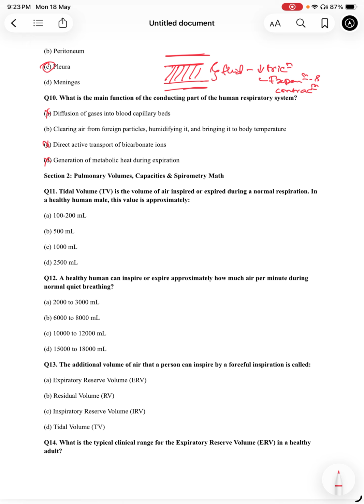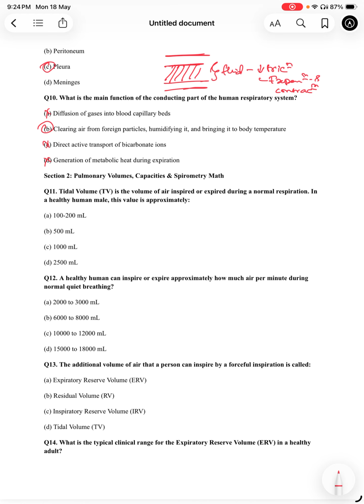Cilia is used to trap dust and foreign microbes. It adds moisture to avoid lung desiccation. It thermoregulates the air to the normal human body temperature, 37 degrees Celsius, before it reaches the alveoli. Alveoli is fragile, so before that, it should be brought to the body temperature. Okay, with this we finish section 1.